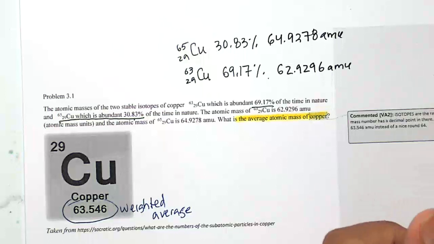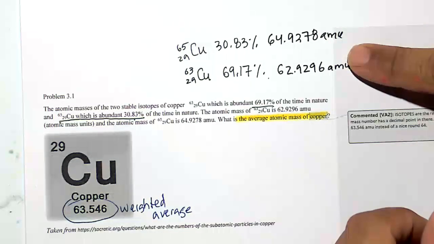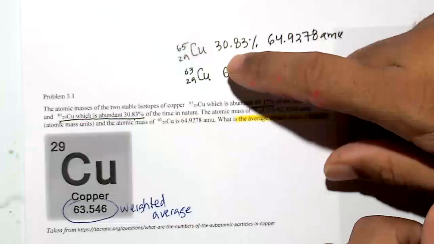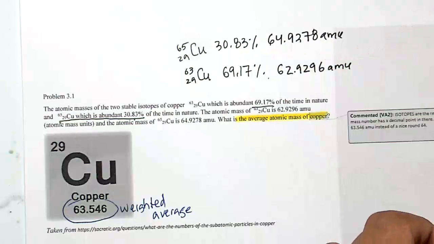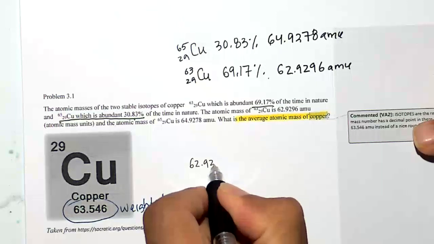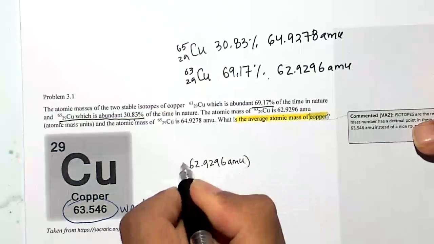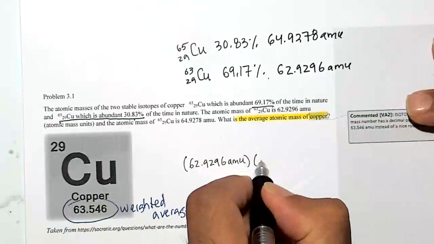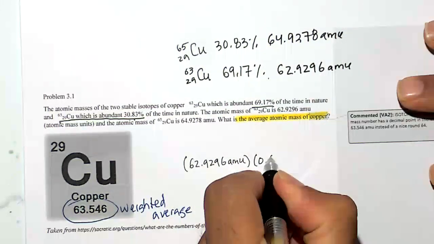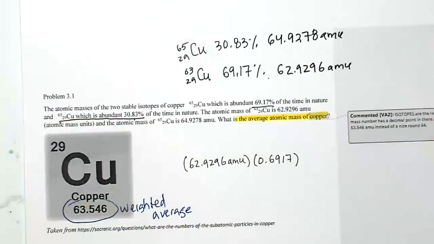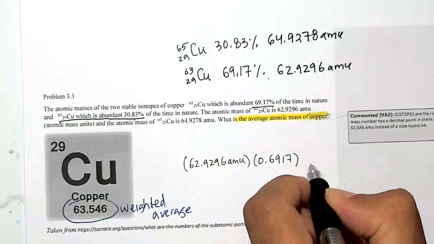So we're not going to just average them. Are we going to add and divide by 2? No, because it's weighted. So we have to incorporate the weights, the natural abundances. This is how we'll do this problem. We'll first do the 62.9296 AMUs, and this is 69% natural abundance. So I'm going to make that into a decimal. The way I do that is I move it 2 places to the left, so 69.17 is the same thing as 0.6917.